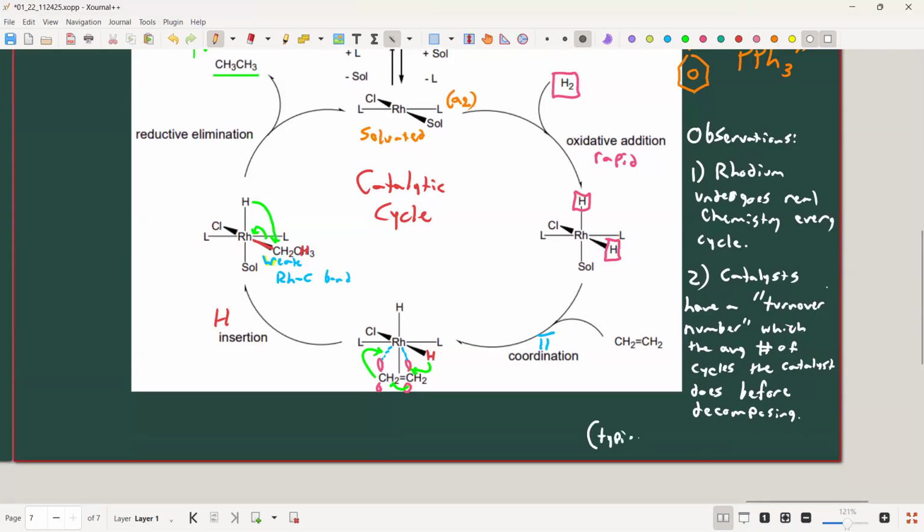Typical is greater than 10 to the 6 turnovers. Millions of turnovers. What that means is that one catalytic molecule can react a million plus, maybe 10 million ethylene molecules before destroying itself, so the concentration of catalyst you need is very small. Effectively, if you wanted 100%, the theoretical maximum catalyst you would need to add is a millionth of the concentration. So typically, catalysts are used at very sub-stoichiometric amounts.